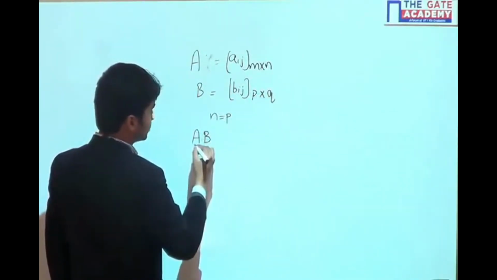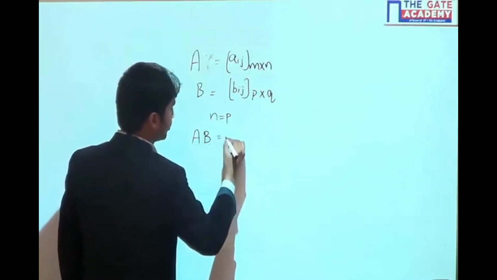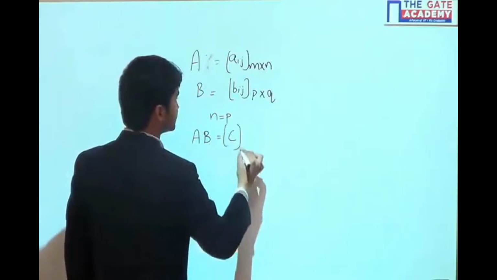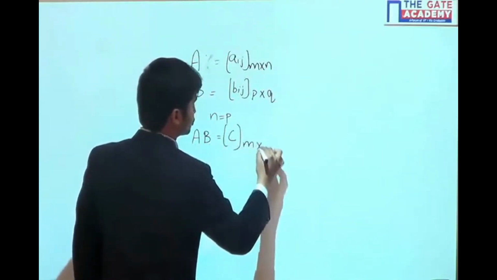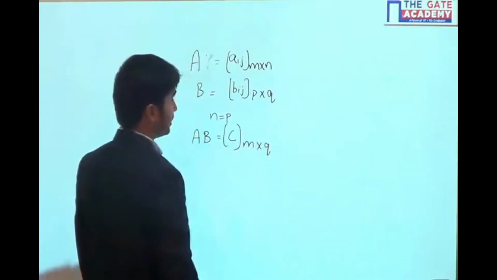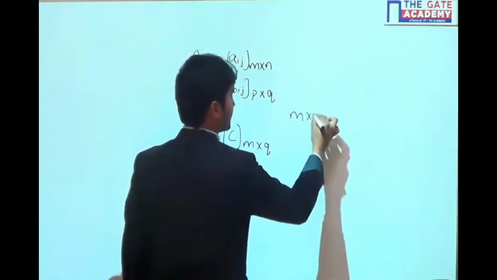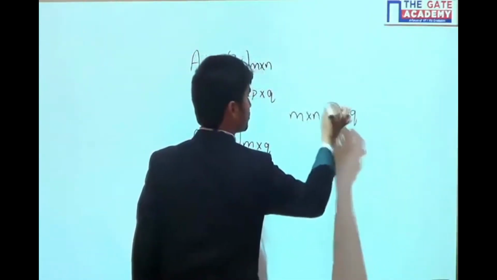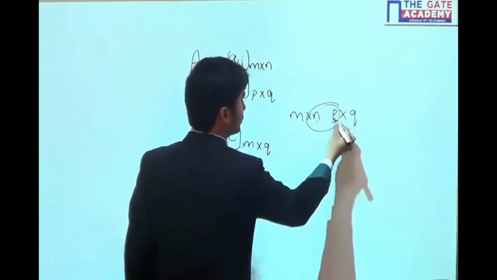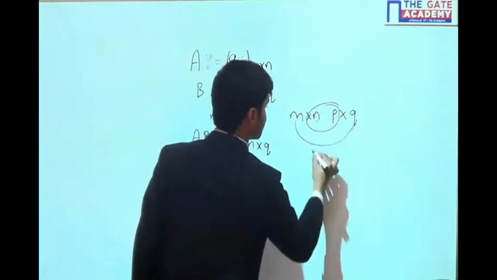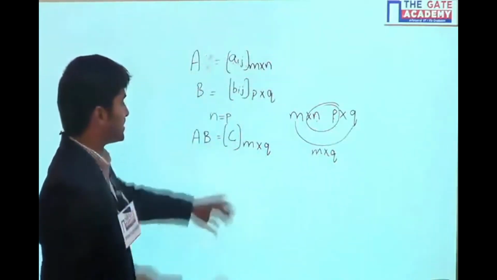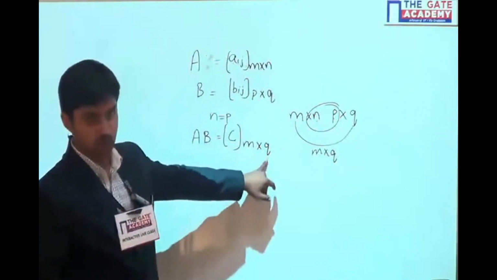By multiplying both A and B, let us assume that we got a matrix C. The size of this matrix is m cross q. We have m cross n, which is matrix A, and p cross q, which is matrix B. The value of n is equal to the value of p, so the resultant matrix C that is formed is m cross q.